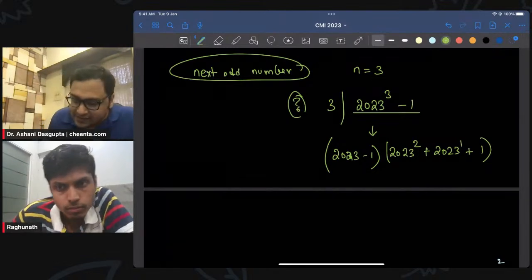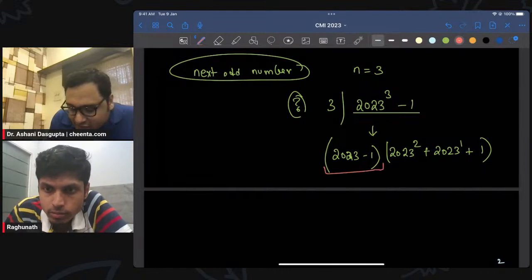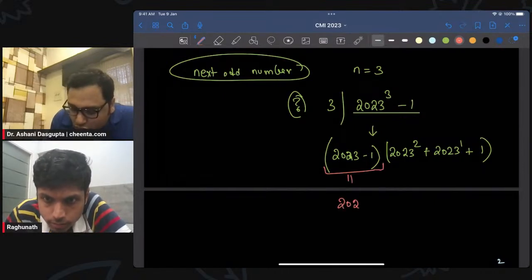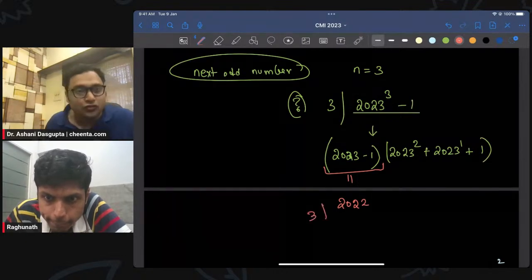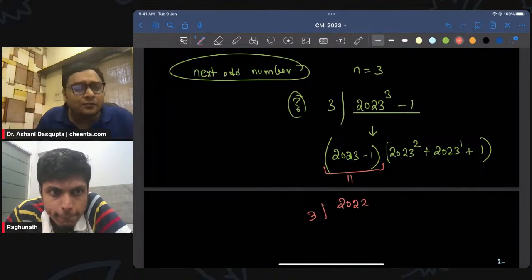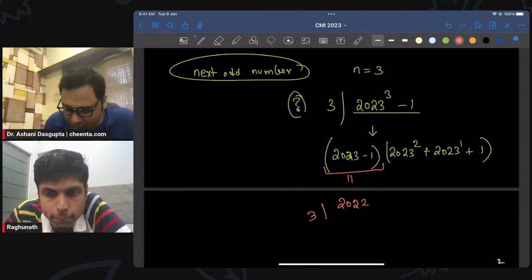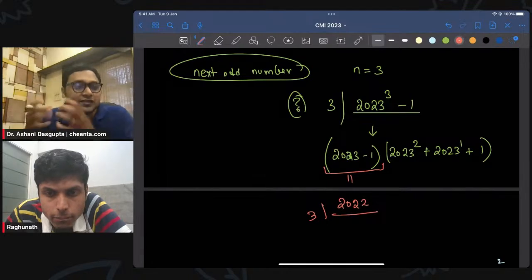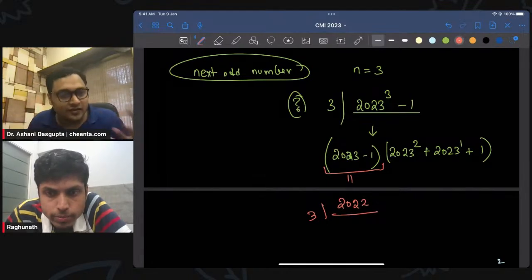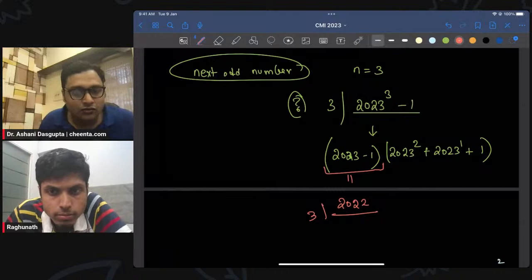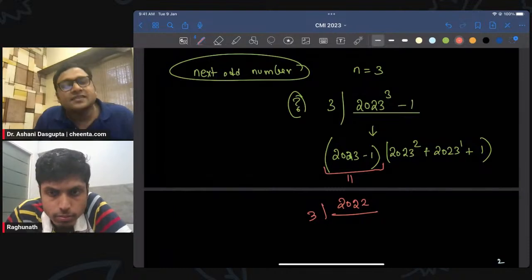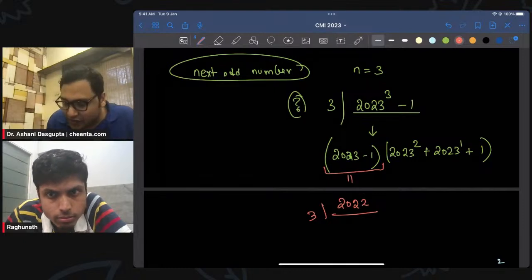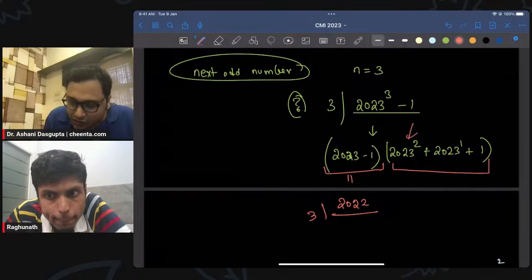So this little part is 2022, and you can easily check that 3 divides 2022. For example, you can use the divisibility rule of 3. If you add the digits, 2 plus 2 plus 2 is 6, it's divisible by 3, so 2022 is divisible by 3. There is another way to see that 3 divides this number. Well, 3 also divides the other part. Each of them is 1 modulo 3.